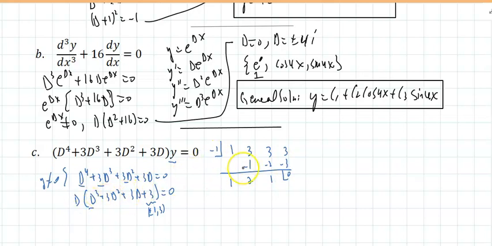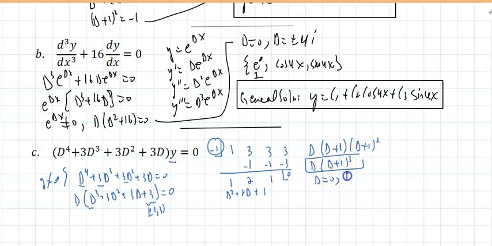So I have so far d times d plus 1, and this is d squared plus 2d plus 1, which is d plus 1 squared. So I have d times d plus 1 cubed. So that means d equals 0 or d equals negative 1 with multiplicity 3. The solution set: e to the 0 is 1, e to the negative x, e to the negative x times x, and if I multiply by another x, there it is.